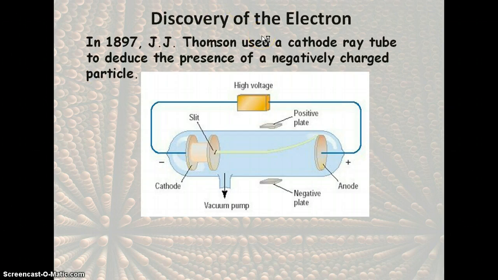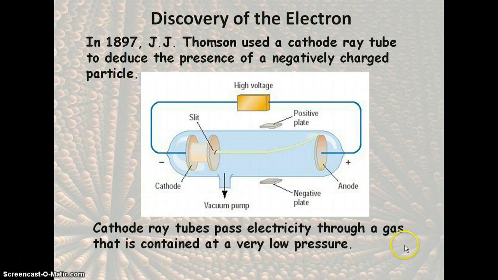Now, in 1897, JJ Thomson used a cathode ray tube to deduce the presence of a negatively charged particle. We're going to see how he did this. This is a schematic of his apparatus.